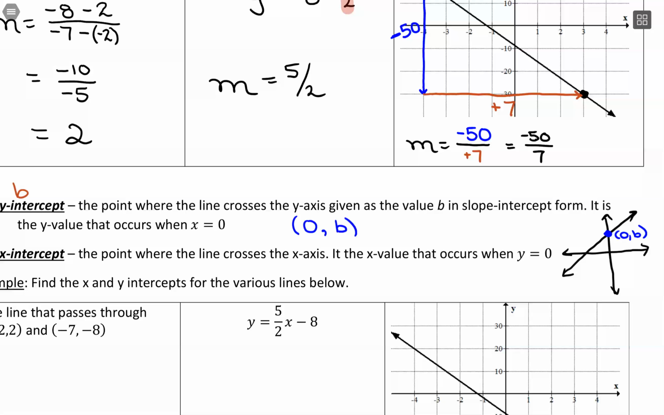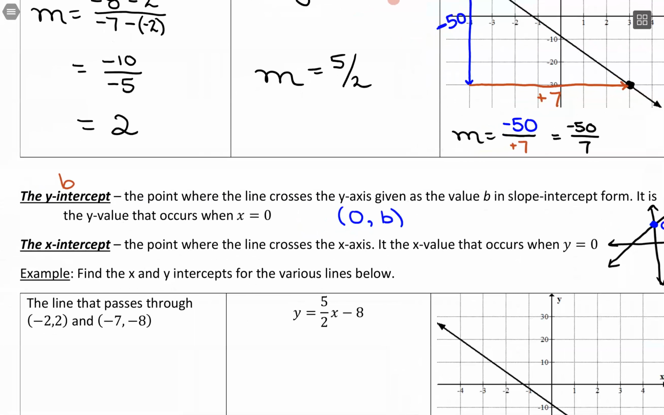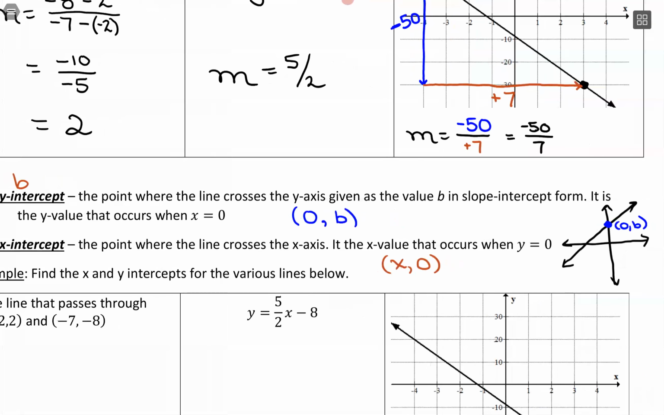The x-intercept is the same idea, but along the x-axis. So this would be a coordinate where y is equal to 0, so we'd have some x-coordinate, but then y would be 0. So on my little graph that I just drew there, it'd be the spot where we cross that x-axis. So I'd have some x value, and then 0 for y.